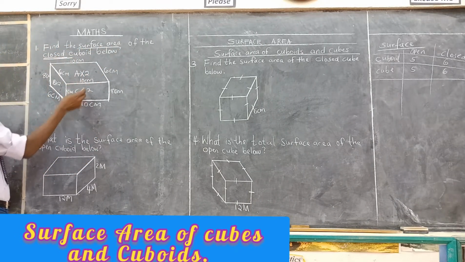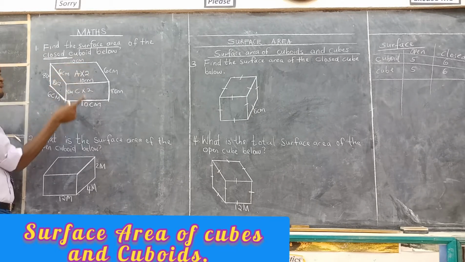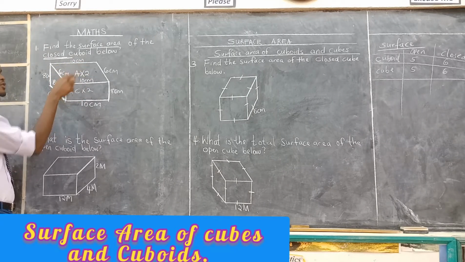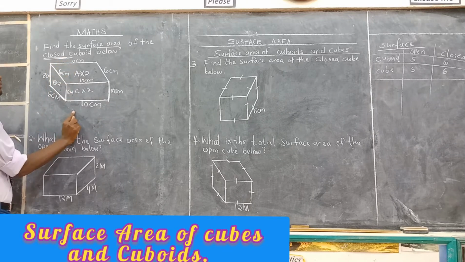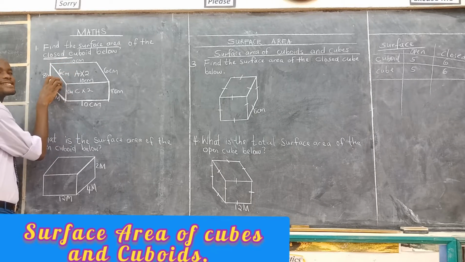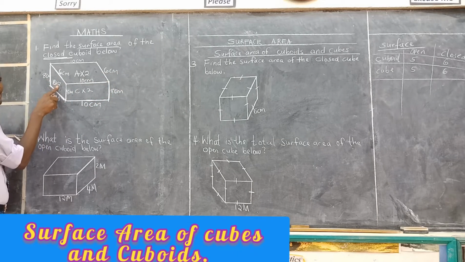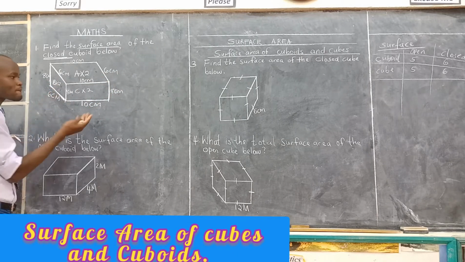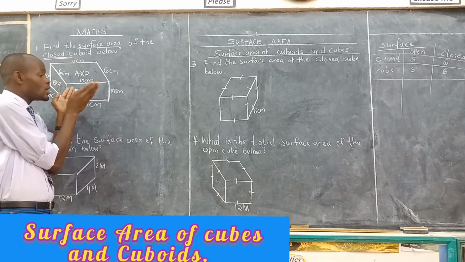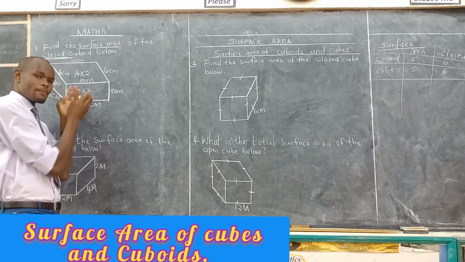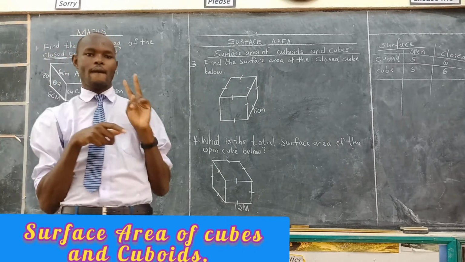This is a closed cuboid. That is why we are getting the area of the top one times 2 because of the bottom one. Since we have 2 faces, the top and the bottom. We have this side, and we have another one on the other side. You just get the area of this one, then you multiply by 2. We have this one here. You get the area of this rectangle, then you multiply by 2.